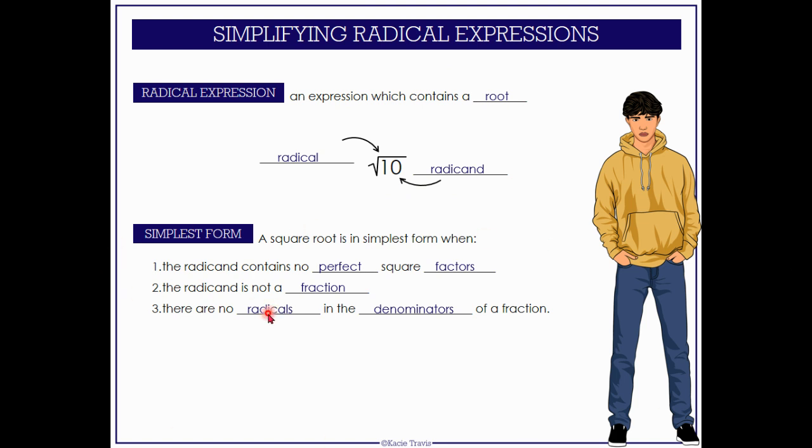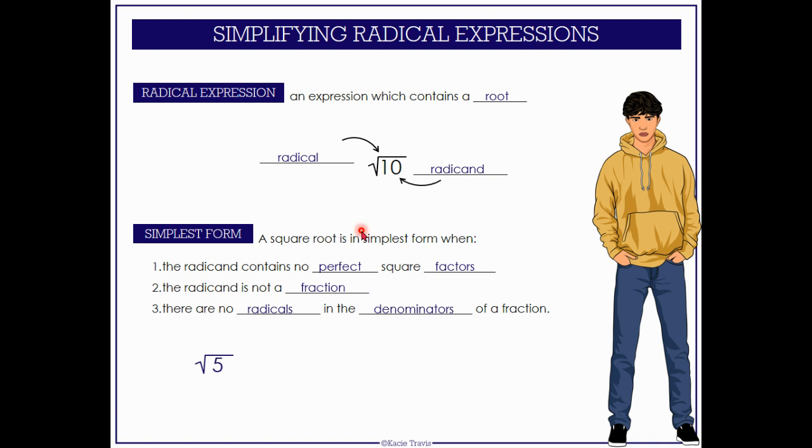So if we see a fraction or any radicals that are in the denominator part of a fraction, we're going to have to go through some steps to fix it. We also want to make sure that there are no perfect square factors of what the radicand is that we can take. So we got two steps that we're going to go through for this. But before we do, let's look at a couple of examples.